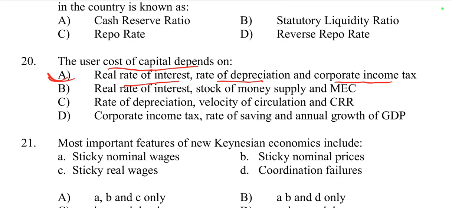The user cost of capital is the cost incurred by a firm for using capital goods. It is calculated as the sum of the real rate of interest, and so on. What does the real rate of interest represent?